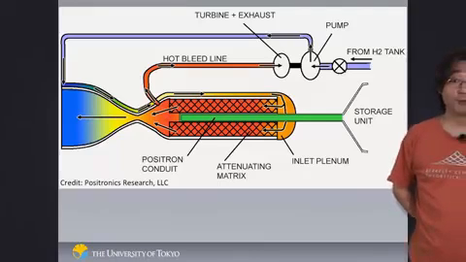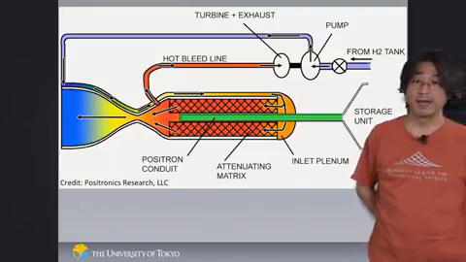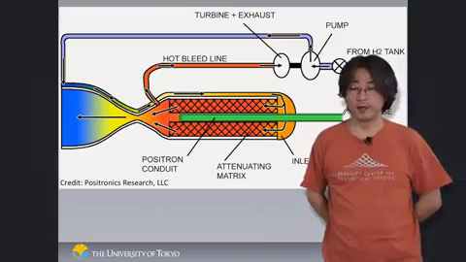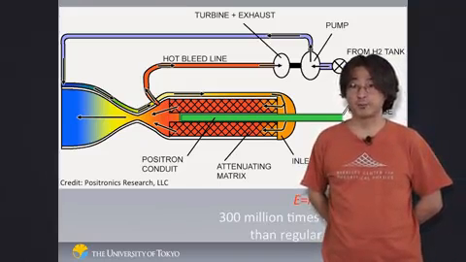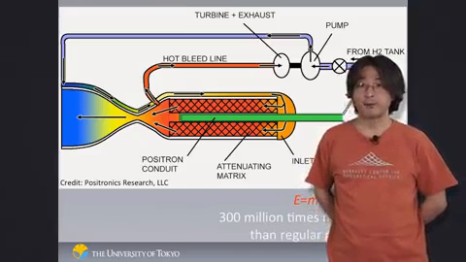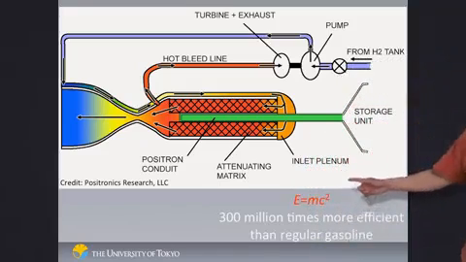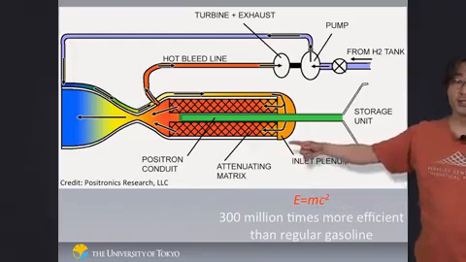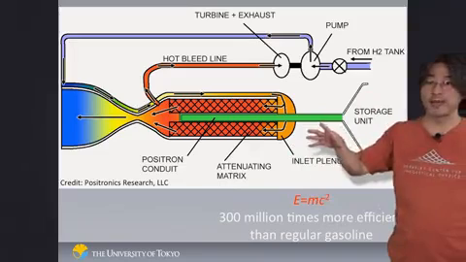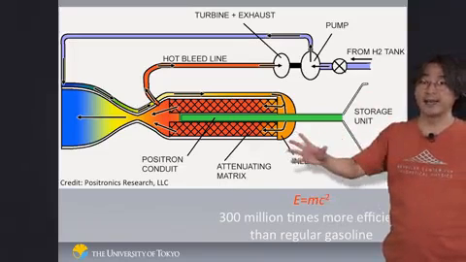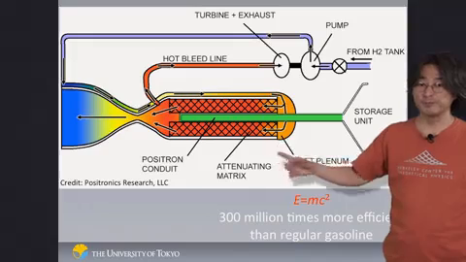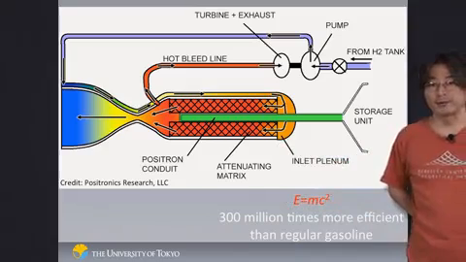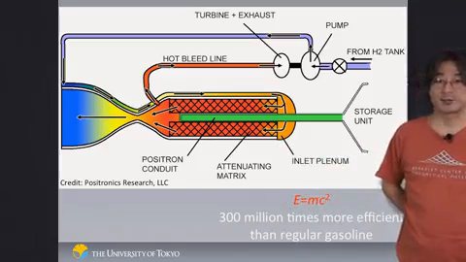And in science fiction movies, antimatter shows up in a different way. For example, this is a schematic picture of the engine of the Enterprise spaceship in a Star Trek movie, and this engine is powered by antimatter. Because if you actually store antimatter and convert antimatter into energy, it's easy to do. You just sprinkle antimatter together with matter, they annihilate and produce energy. And that kind of energy source turns out to be 300 million times more efficient than regular gasoline.